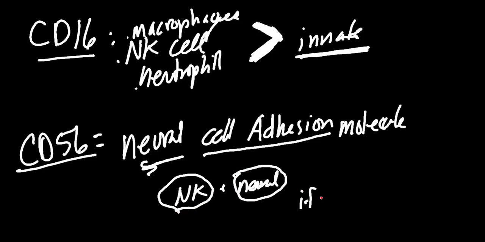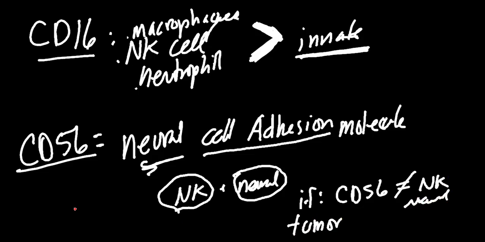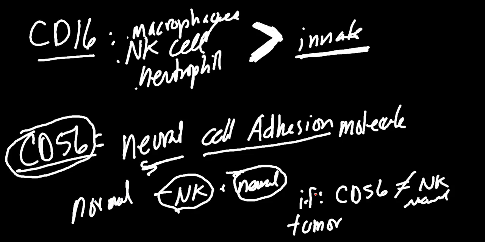However, if a cell is producing CD56, but it is not a natural killer or a neural cell, I'm thinking tumor. So CD56 may be a tumor indicator. If you're checking different cells and you see CD56, you want to rule out: is it a natural killer cell? Is it a neural cell? If it is, it's normal. However, if it is not a natural killer cell or a neural cell, I'm thinking tumor. So it could be a pathologic marker or a tumor indicator.